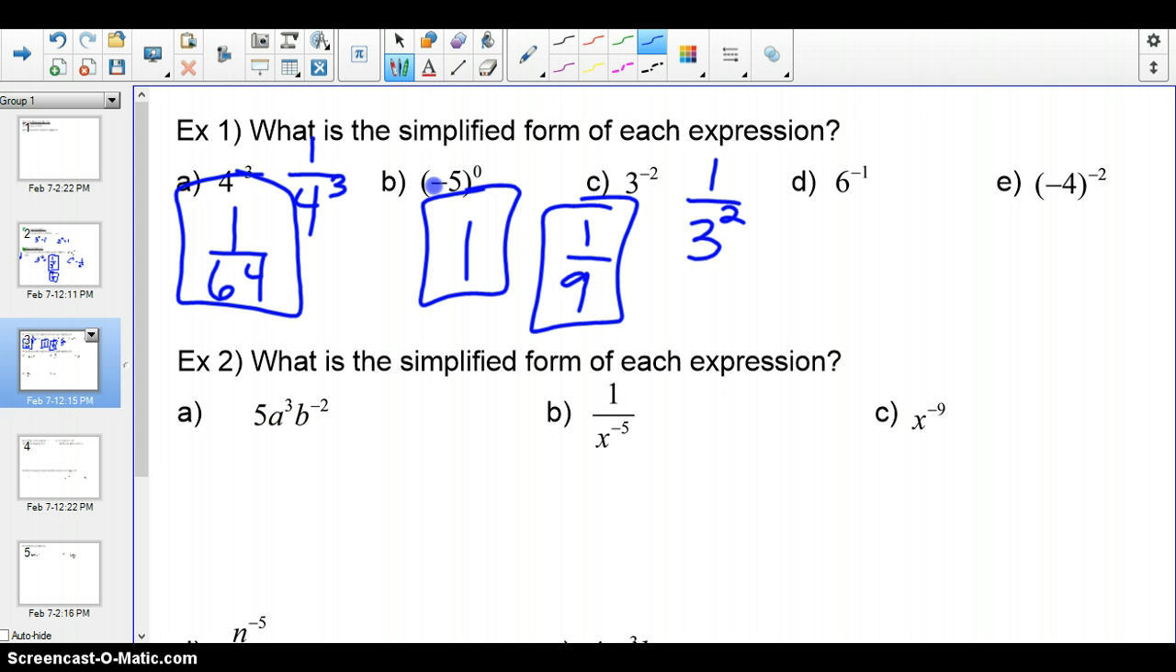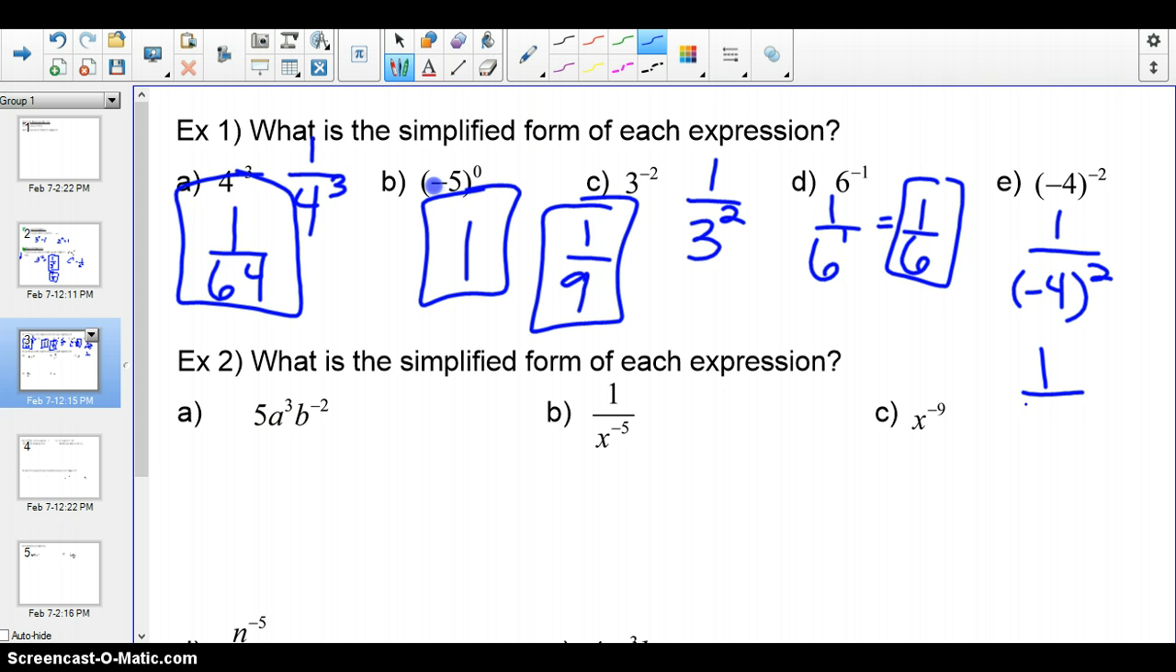D, 6 to the negative 1 is just 1 over 6 to the first, which is just 1 over 6. And then the last one, negative 4 raised to the negative 2, is 1 over negative 4 squared, which is the same thing as 1 over 16, because negative 4 squared is 16.